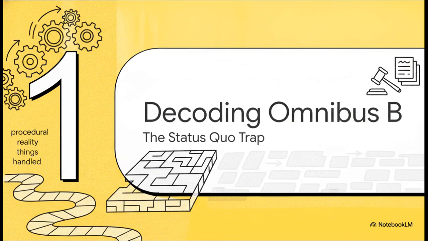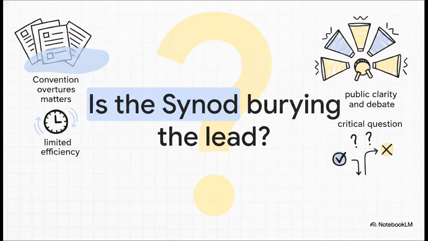Section 1. Decoding Omnibus Resolution B, the status quo trap. When you flip through that convention workbook and see dozens of overtures grouped together in a single omnibus block, a really critical question pops up. Is the convention just managing its time efficiently? Because we all know floor time is incredibly tight. Or are they inadvertently burying matters that actually need fresh public clarity and debate?